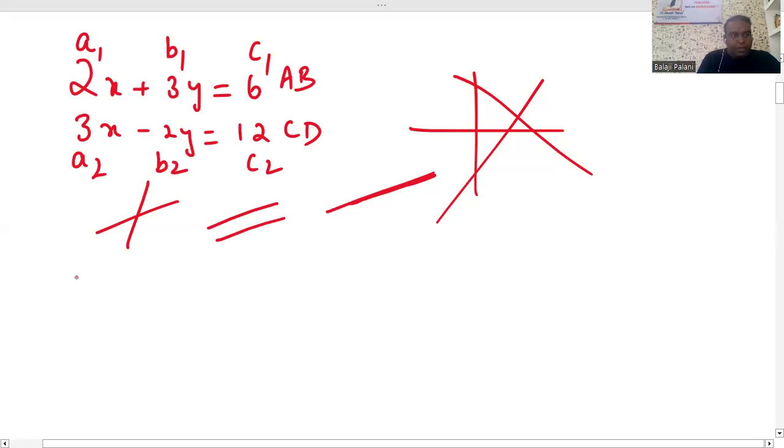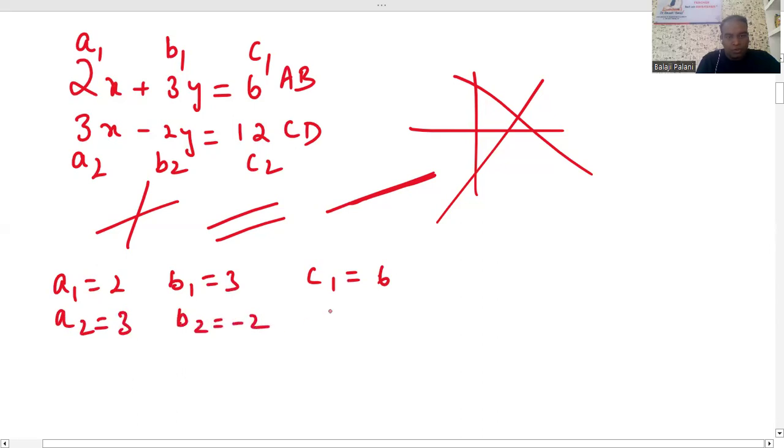So, in our example, a1 is 2, b1 is 3, c1 is 6. And my second equation, a2 is 3, b2 is -2, c2 is 12. Do not ignore the negative sign. Okay, coefficient அப்படின்னு சொன்னாலே y கூட என்னெல்லாம் இருக்கு, we have a minus sign and a number 2. So எல்லாமே நம்ம properly consider பண்ணணும். Okay, so now these are the coefficients of the respective equations.